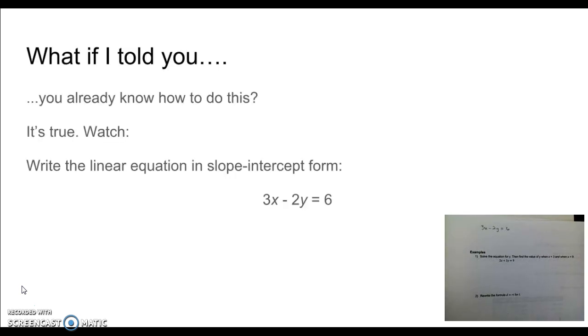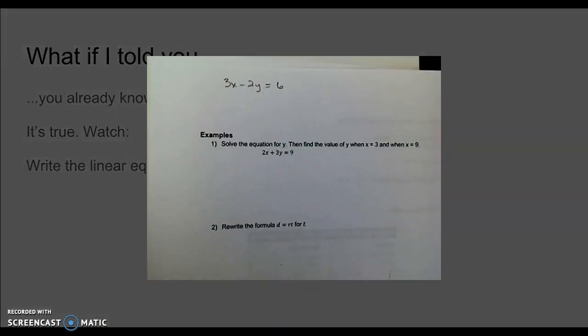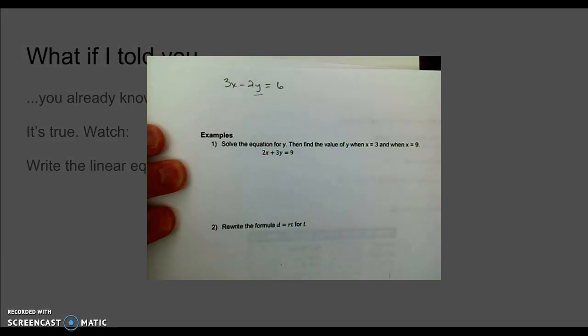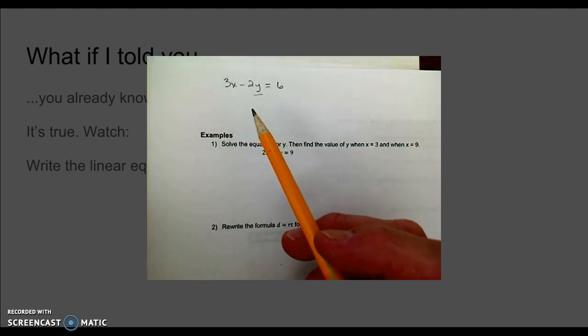The thing about it is not to get panicky, because you already know how to do this. When you went through Algebra 1, one of the things that you did is you took a general form or standard form equation and rewrote it in slope-intercept form. As an instance, the equation 3x minus 2y equals 6. If we write this in slope-intercept form, that just means we're solving for y, one of the two variables in the equation.